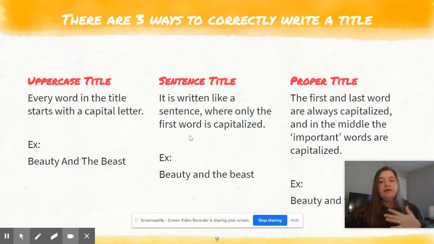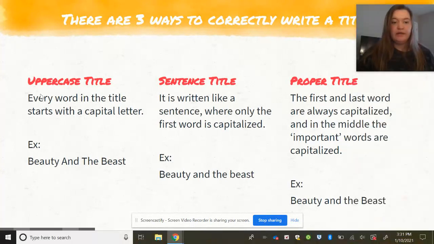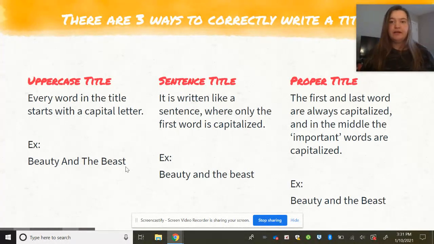Okay. There are three specific ways to write titles. So the first one, maybe the easiest way, one of the easier ways, is called an uppercase title. This is where every word in your title just starts with a capital letter. Okay, so for example, with Beauty and the Beast, all four of those words start with a capital letter. So you could do that on your story too.